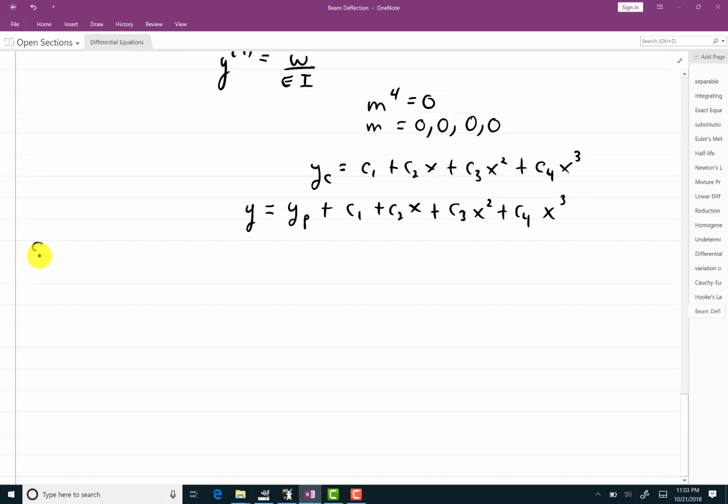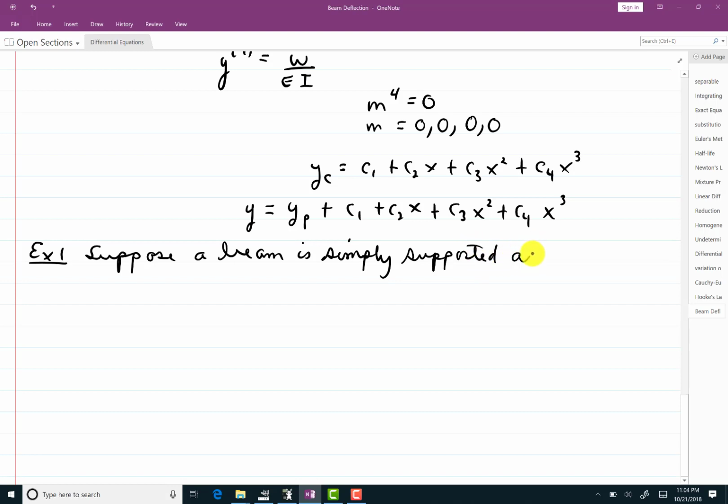So for my first example, suppose a beam is simply supported at both ends. So what does that mean? Well, we've already shown it, but I'll do it again. I have some sort of bend. Remember, whatever bending I'm showing here is exaggerated.